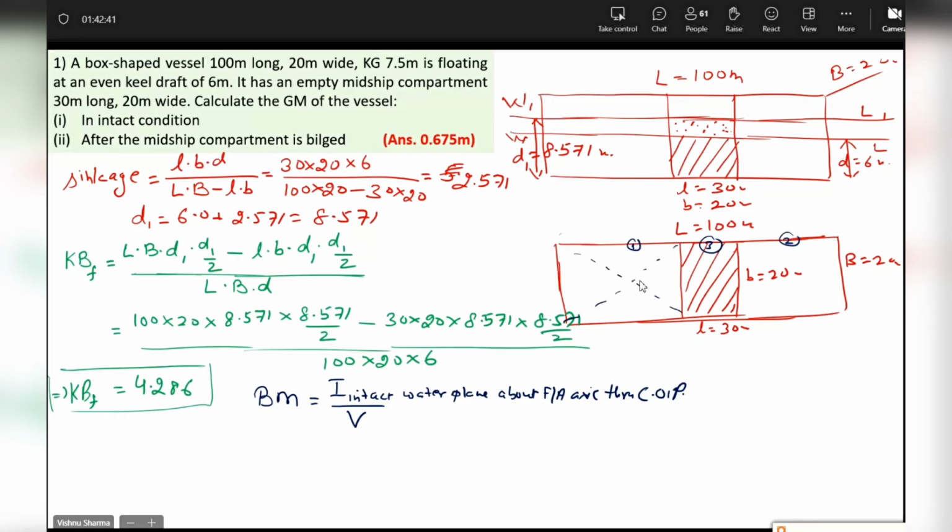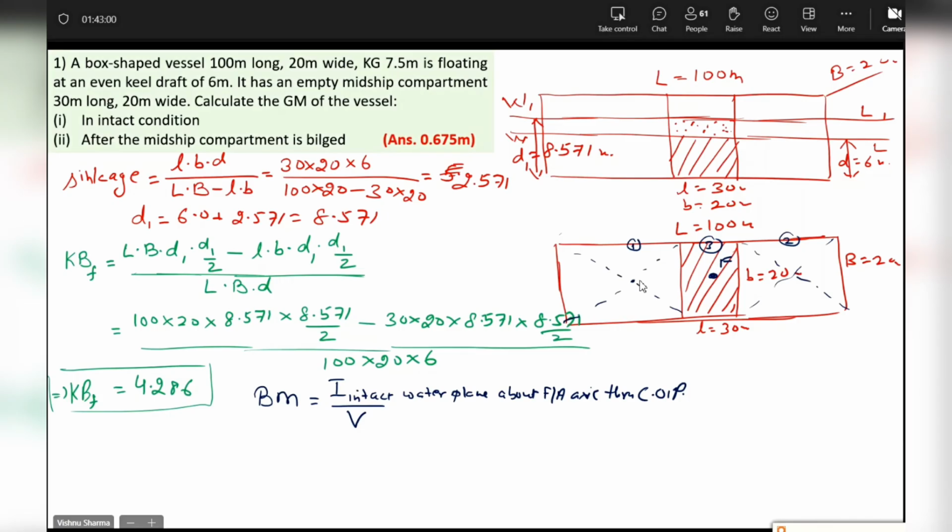The center of flotation of this one will be here. The center of flotation of this one would be here. And since both areas are the same, the resultant center of flotation would be here. Yes or no? Am I right? Yes, sir. F is the center of flotation.